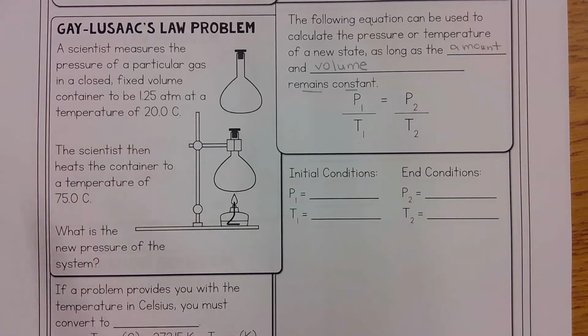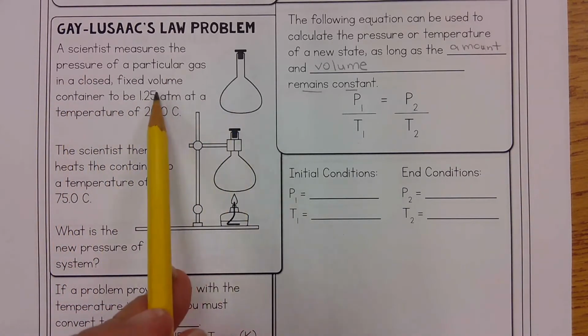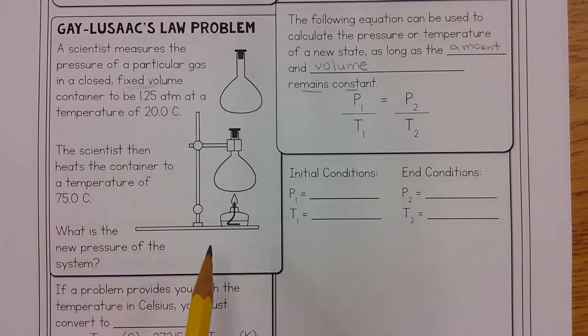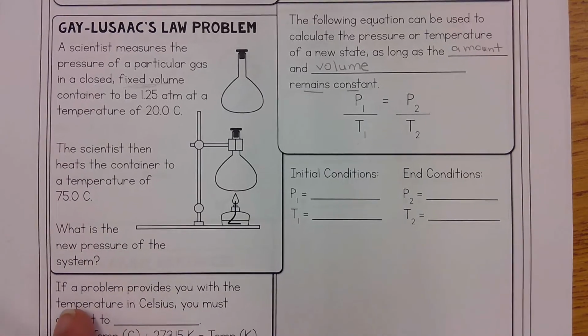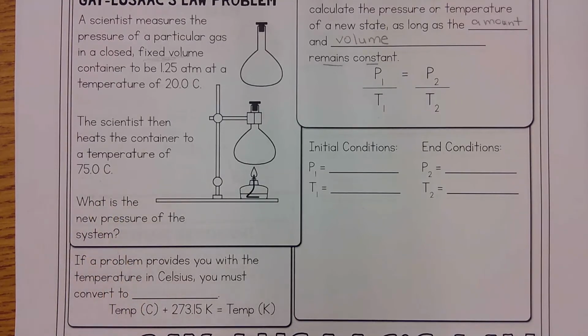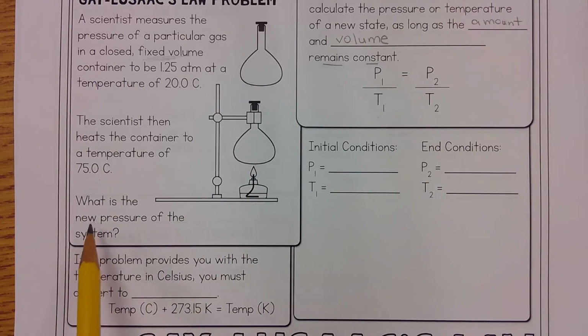So here's what our problem says. A scientist measures the pressure of a particular gas in a closed fixed volume container, remember, fixed volume, is 1.25 atmospheres. The temperature is 20 degrees Celsius. The scientist heats the container to 75 degrees Celsius. Right? So he's heating up the container to 75. See his little flame under there? It's kind of old-fashioned, but it's there. What is the new pressure of the system?